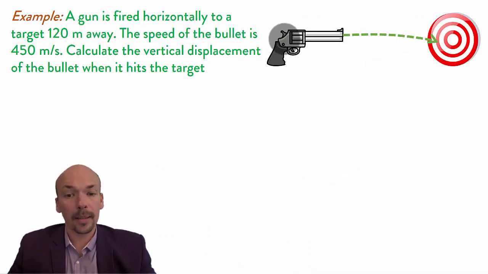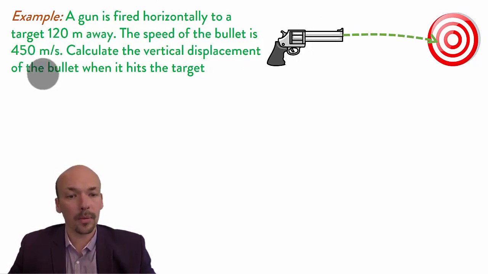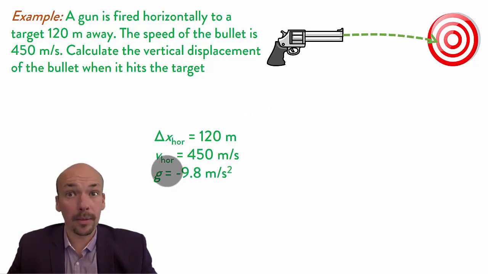Another example: you fire a gun horizontally at a target 120 meters away. The bullet has a speed of 450 meters per second, and that's the horizontal speed because you were firing the gun horizontally. Calculate the vertical displacement of the bullet when it hits the target. So it will be displacing vertically, so it will go a little bit up or down, and you probably know which one it will be after the gun has been fired horizontally, and we have to calculate how big that displacement is.